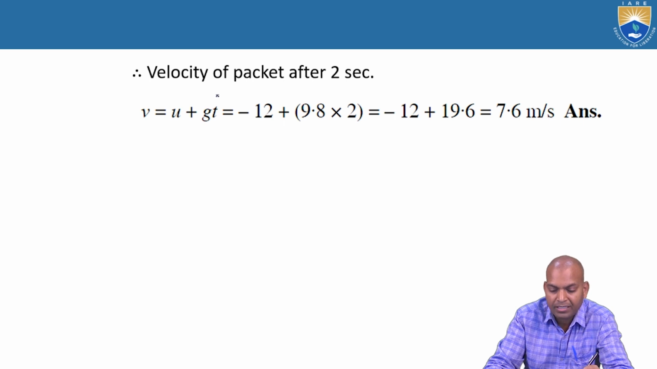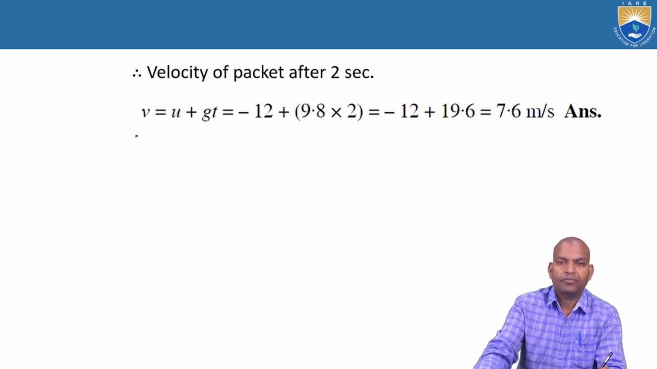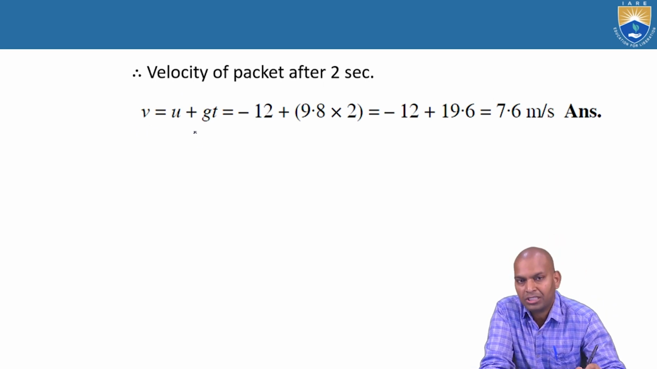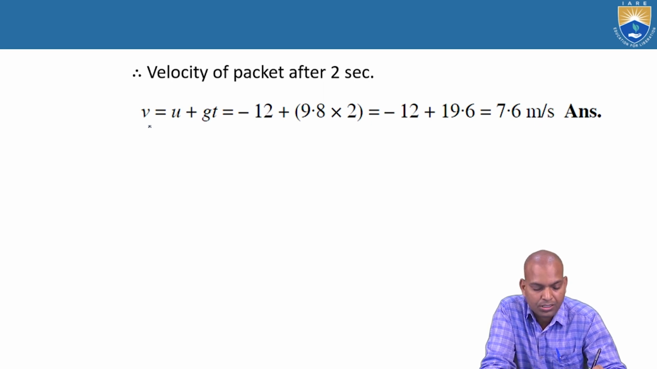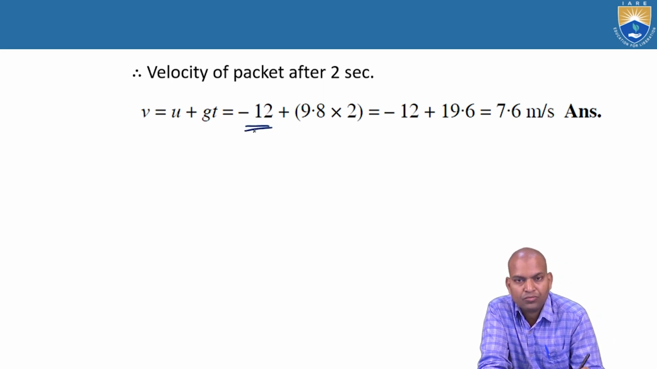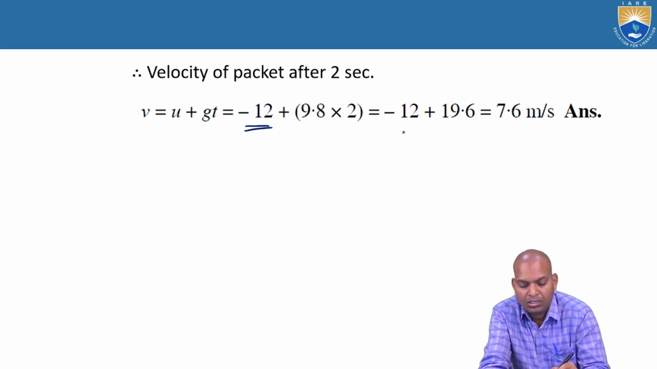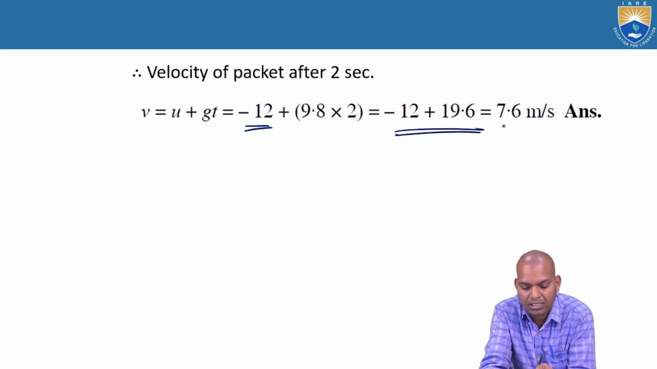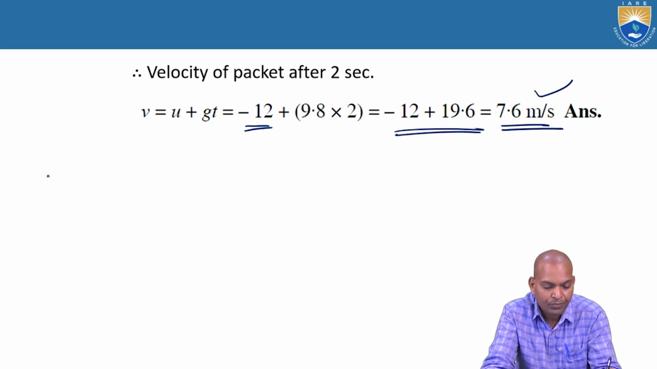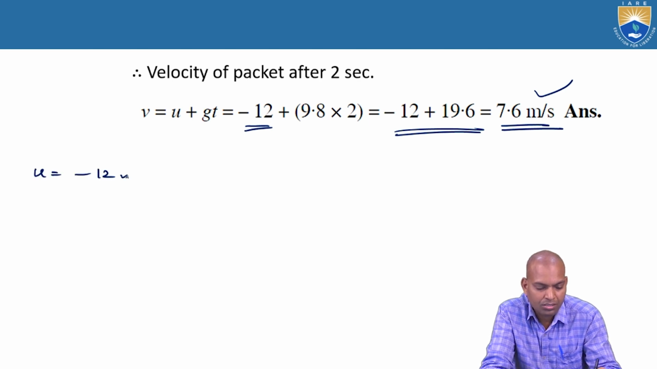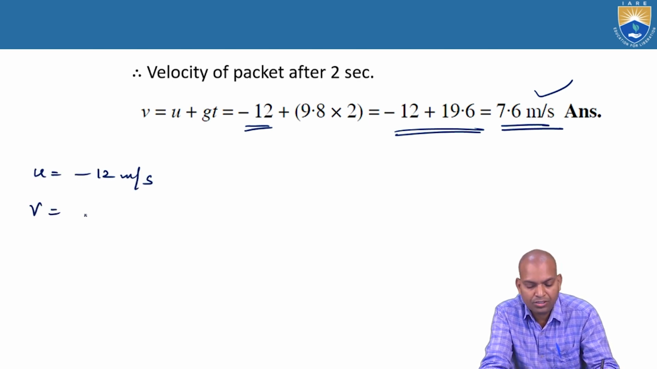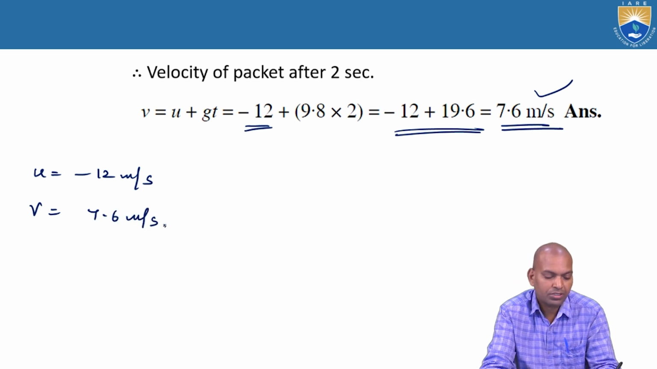Okay, we want the velocity of the packet after 2 seconds, that means the final velocity. The final velocity equation of motion, considering gravity, is v equal to u plus gt. Substitute the values of initial velocity u, time t, and gravitational acceleration g, 9.8. So negative 12 plus 9.8 times 2, then minus 12 plus 19.6, which is 7.6 meter per second. So the initial velocity is 12 meter per second, then the final velocity becomes 7.6 meter per second.